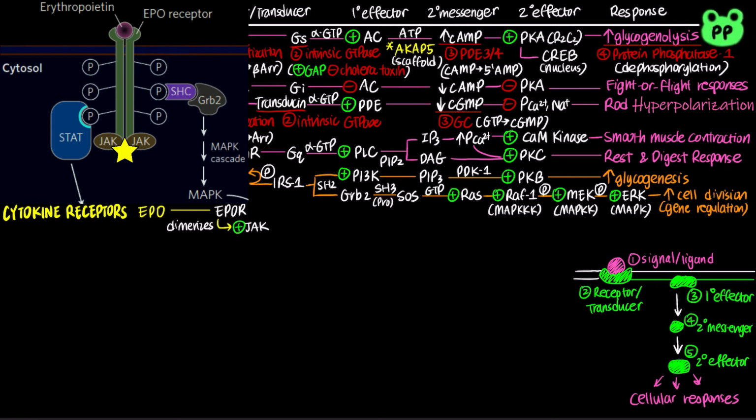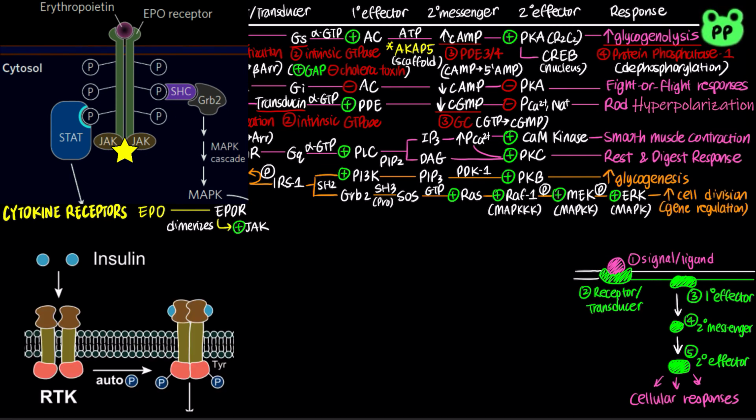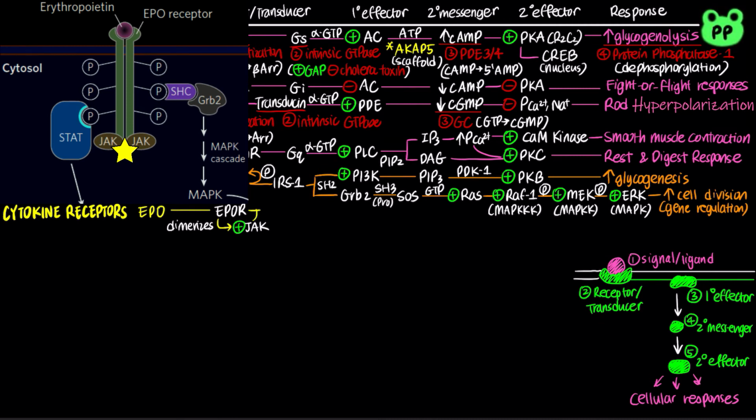Notice that the difference between cytokine receptor and receptor tyrosine kinase is that cytokine receptors lack intrinsic tyrosine kinase activity, while receptor tyrosine kinase does have intrinsic tyrosine kinase activity. The activated JAK then phosphorylates several tyrosine residues in the cytoplasmic domain of erythropoietin receptor. The phosphorylated erythropoietin receptor can activate two different signaling pathways.